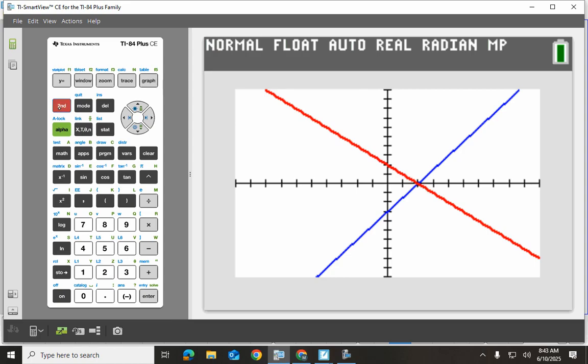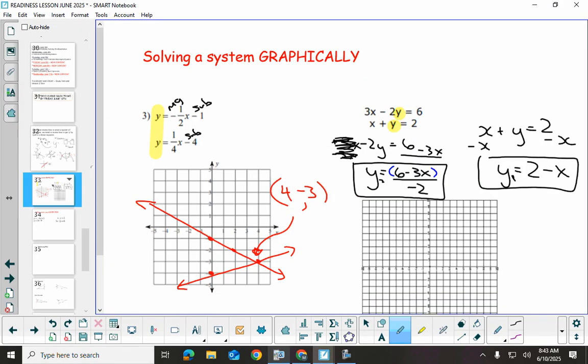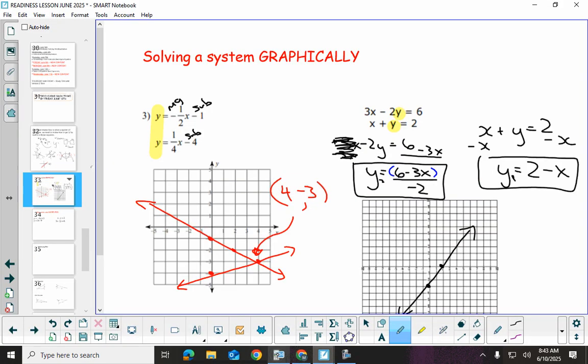Okay, so plotting 2 points per line. For the first one, I'll go with 0, comma, negative 3, and 2, comma, 0. For the other one, again, remember, ignore the center column. So I'll go with 0, comma, 2, and 1, comma, 1.